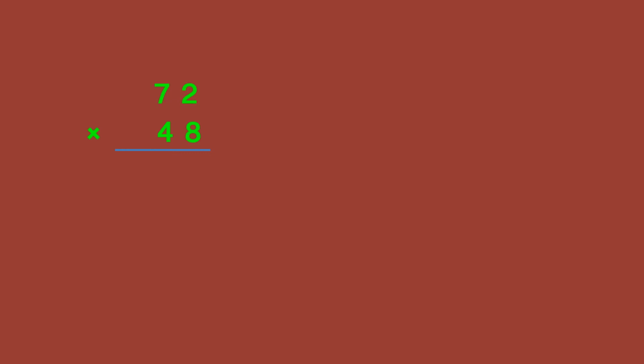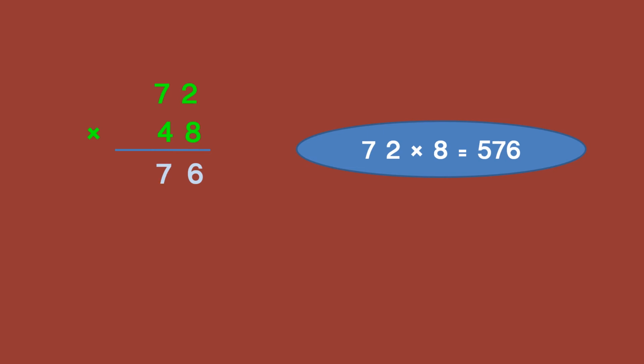Let's have a look at another example. 72 multiplied by 48. Once again, we'll have a look at the number 48. 8 is in ones place and the value represented by 8 is 8. 4 is in tens place, therefore the value represented by 4 is 40. So first of all, I'm going to multiply 72 by 8. 72 multiplied by 8 is 576. So I'm mentioning it here. 72 multiplied by 8 is 576.